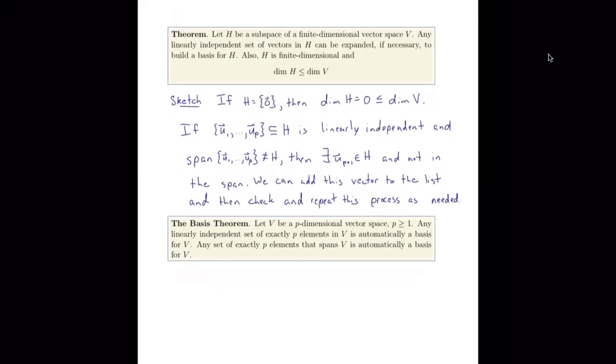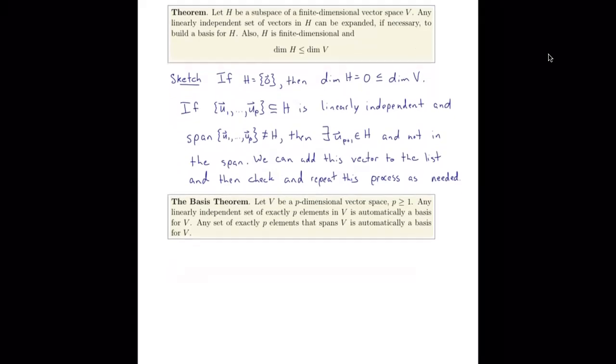So let's see. The basis theorem down below, I won't bother to sketch through the proofs, but I will talk through some of it. We let V be a p-dimensional vector space with p greater than or equal to 1. And the first statement here is that any linearly independent set of exactly p elements is automatically a basis for V. Okay, so what we're saying is that if we have a linearly independent set of p vectors, and V is p-dimensional, then this set is automatically a basis for V.